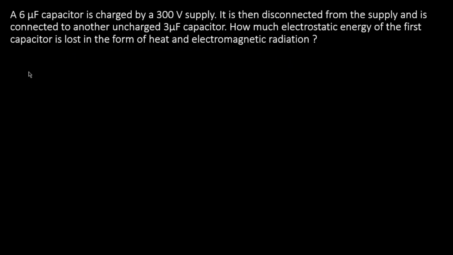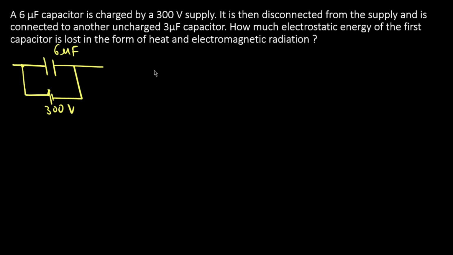A capacitor of 6 microfarad is charged by a 300 volt supply. It is then disconnected from the supply and is connected to another uncharged 3 microfarad capacitor. How much electrostatic energy of the first capacitor is lost in the form of heat and electromagnetic radiation? So initially a capacitor of 6 microfarad is connected to a 300 volt power supply, and it is charged.